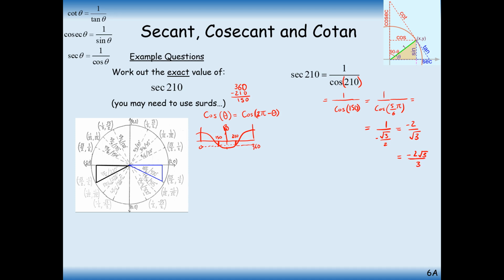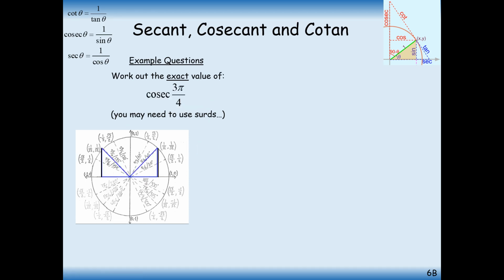Okay, so let's look at the next example. In this example, we are to calculate cosecant of 3 pi over 4. So now they have switched the calculations from degrees to radians. If you're going to use your calculator, make sure your calculator is in radians rather than degrees. So cosecant of any angle is 1 over sine of this angle.